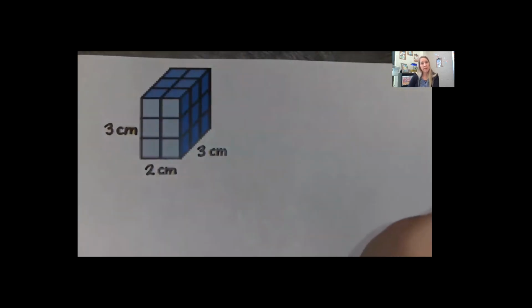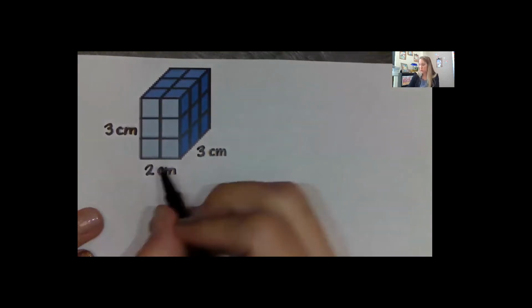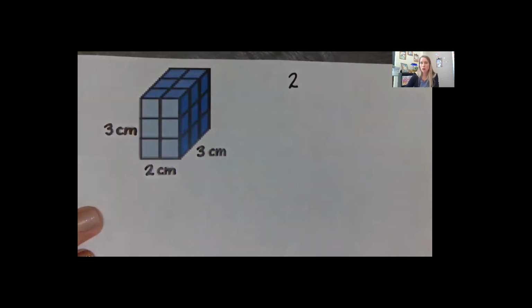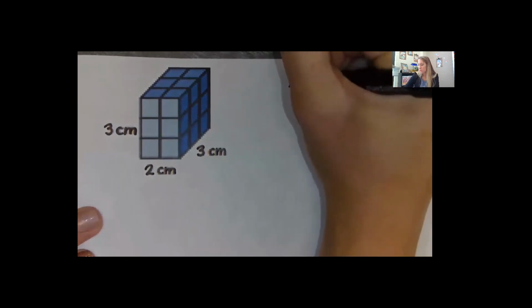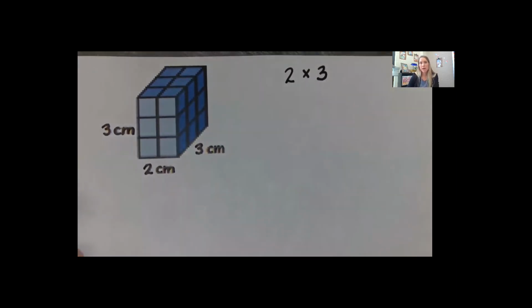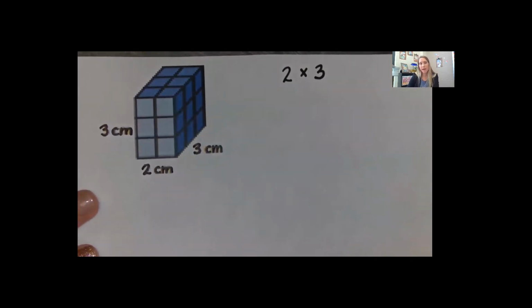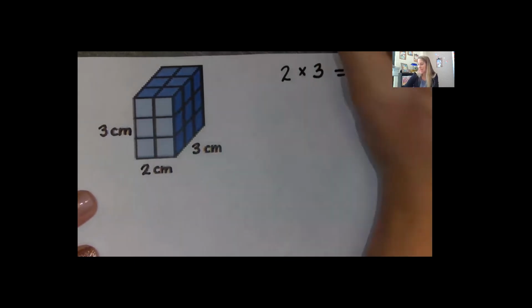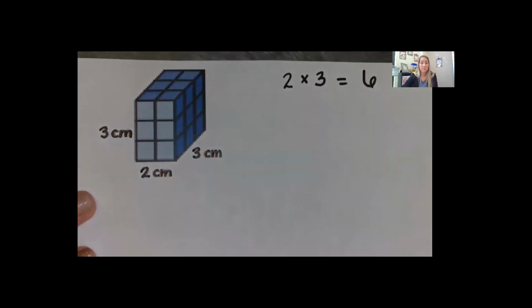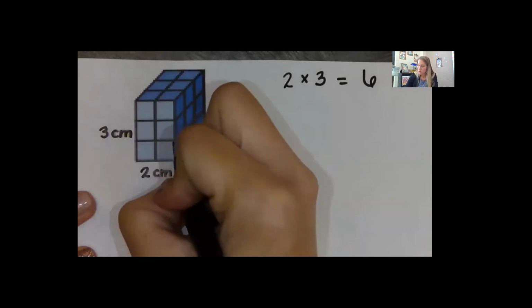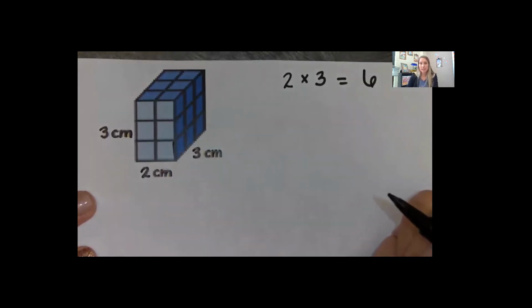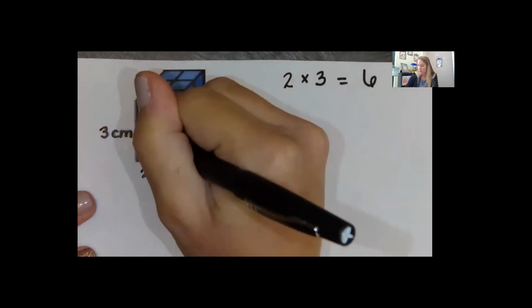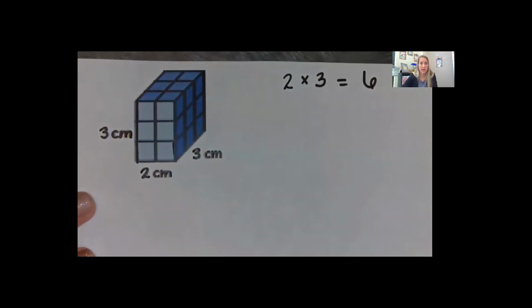Did you start by finding the number of cubes in your base? The base was 2 cubes long and 3 cubes wide to make up how many cubes in the base? Did you say 6 cubes make up the base? Did you then say that that base was stacked how many times? Did you say the height or the number of layers was 3?